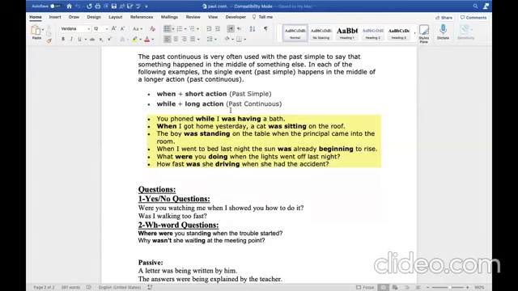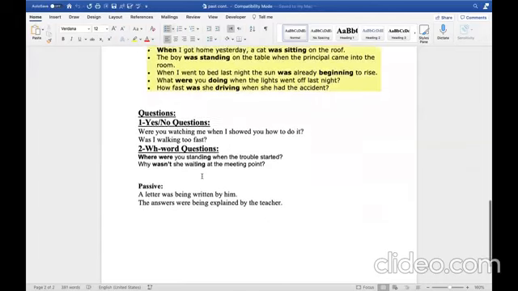For the questions, we have yes or no questions, and we have WH questions like the other tenses. Yes or no, like: Were you watching me when I showed you how to do it, or was I walking too fast? So here we are using was and were, and then the subject, and then verb-ing. WH word, like: Where were you standing when the trouble started, or why wasn't you waiting at the meeting point?